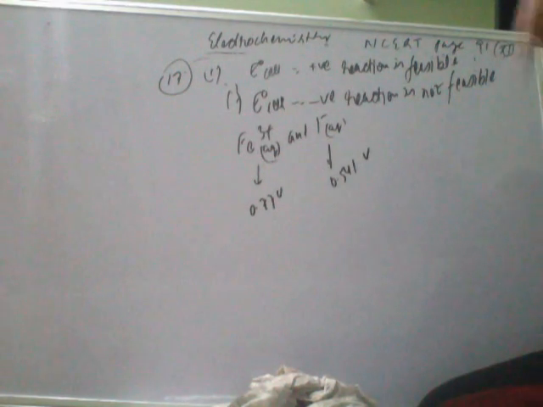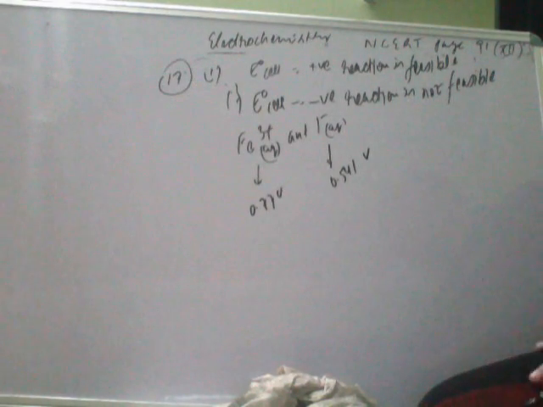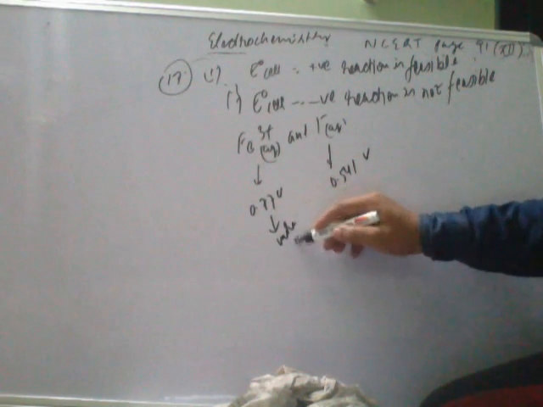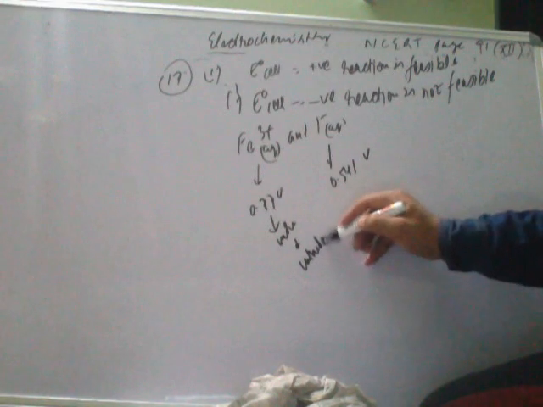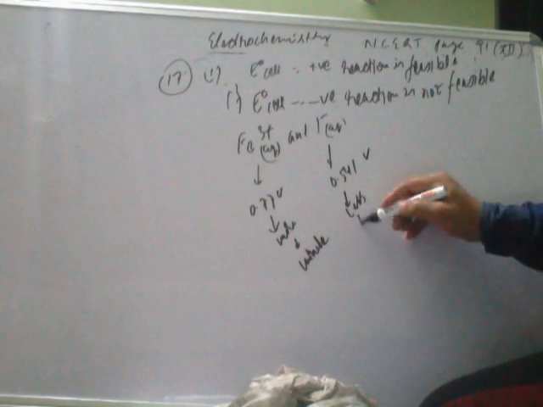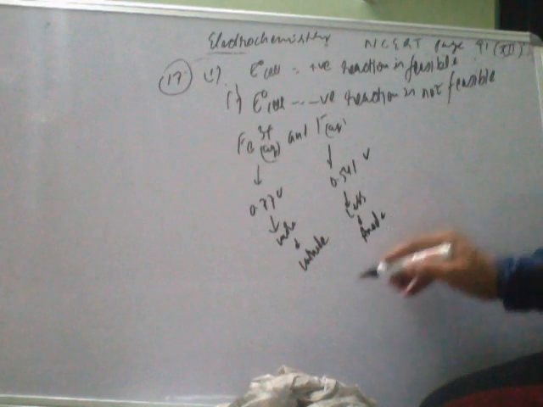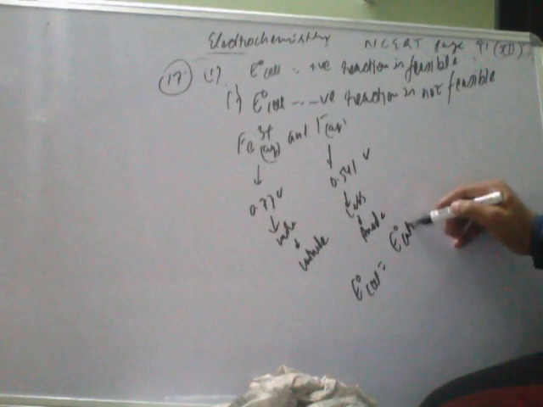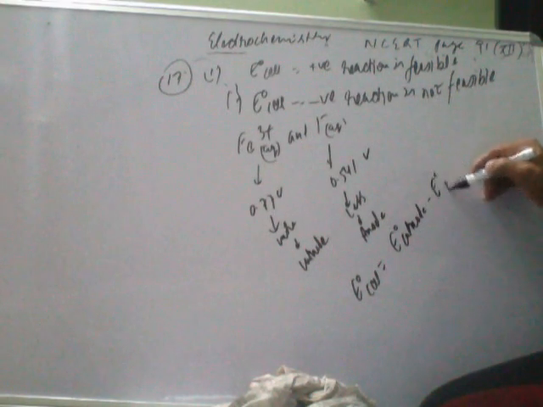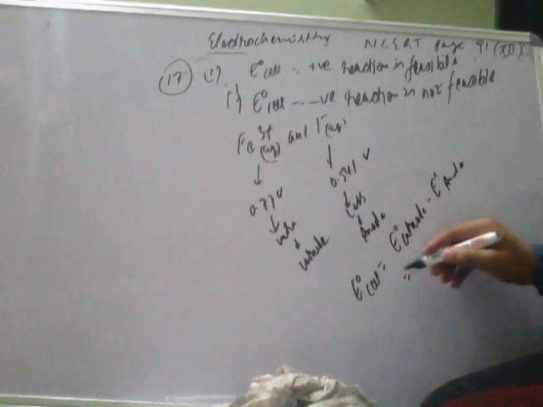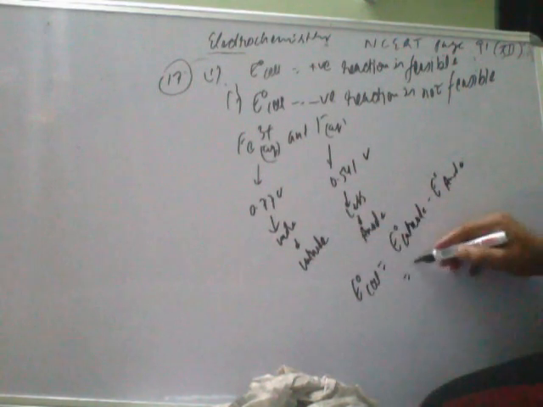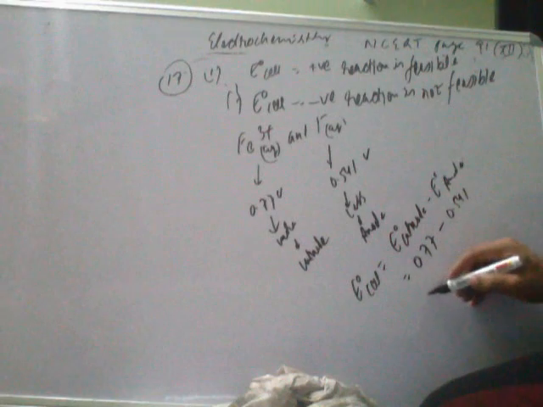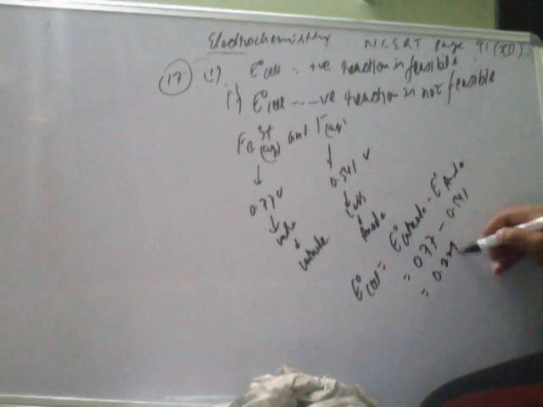Now which one is lesser? The one with the higher value, we have to make the cathode, right? The one with the lesser value, we can make the anode. And E naught cell is equal to E naught cathode minus E naught anode. Making iron the cathode, you get 0.77 minus 0.541. If you calculate, you will get 0.229 volt.